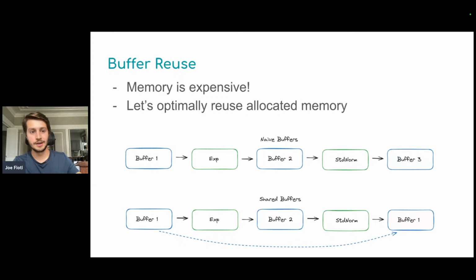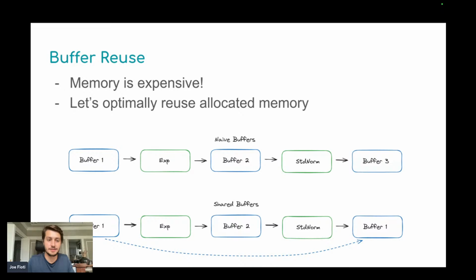This is a visualization of that. We have buffer 1, buffer 2, buffer 3. By the time we need to write to buffer 3, buffer 1 is already done. We're not going to use it again, so we should just reuse that. That's pretty deterministic.